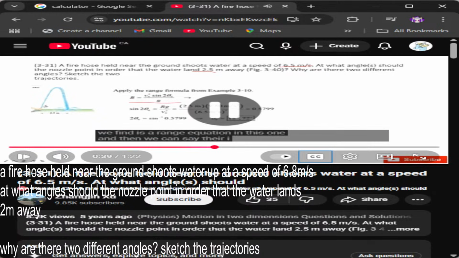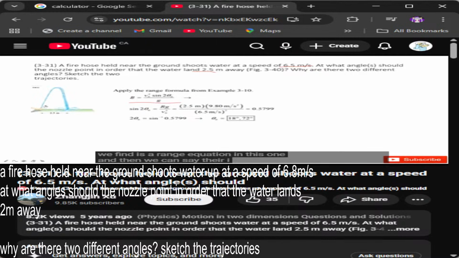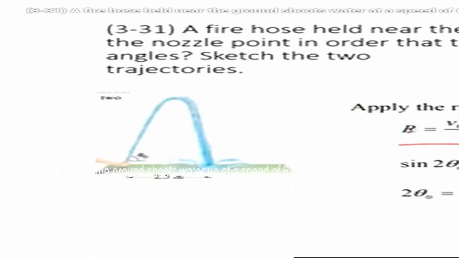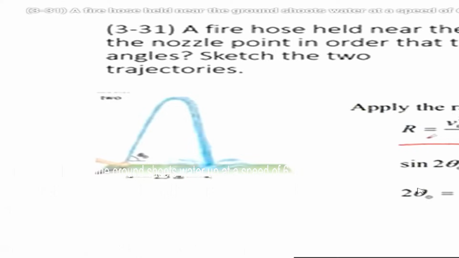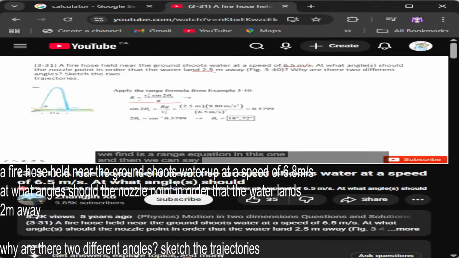Yo, is it bad that I don't understand what she's saying? I don't know what she's saying. So, what is that letter? What is that letter? Oh, okay, that's just stupid cursive. Okay. Range formula. What? Okay, this doesn't help either. Why?